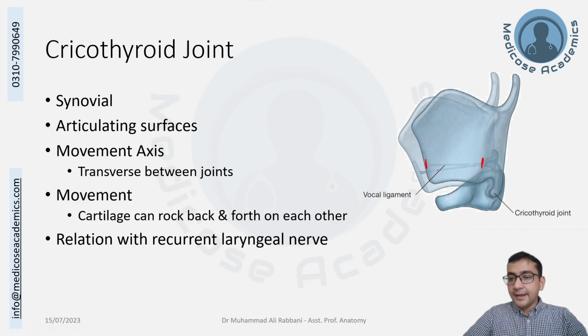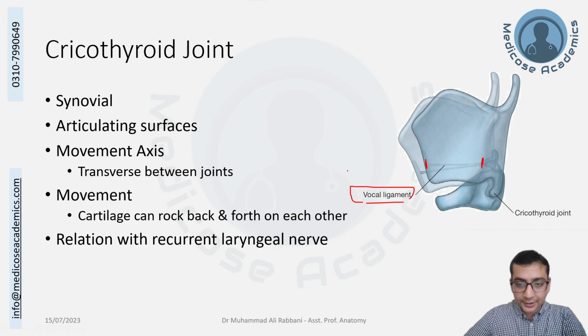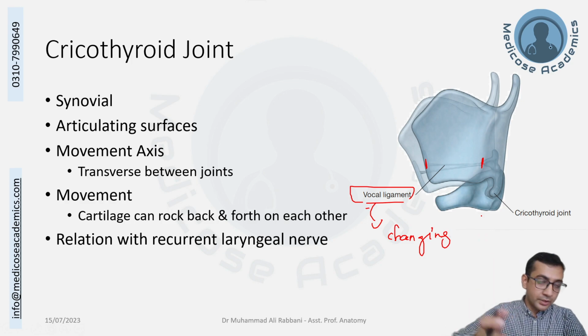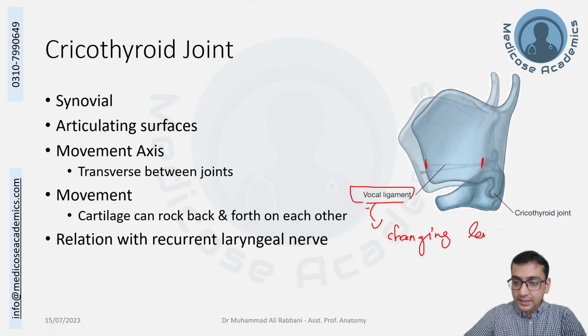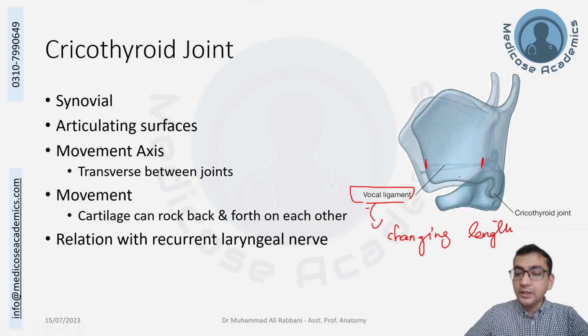This tilting helps change the distance between the arytenoid cartilage and the median angle of the thyroid cartilage. In other words, it is changing the length of the vocal ligament. When it is tilted forward, the distance between them increases and it becomes longer, and when it comes back and becomes more vertical, the distance becomes smaller and it becomes less tense.